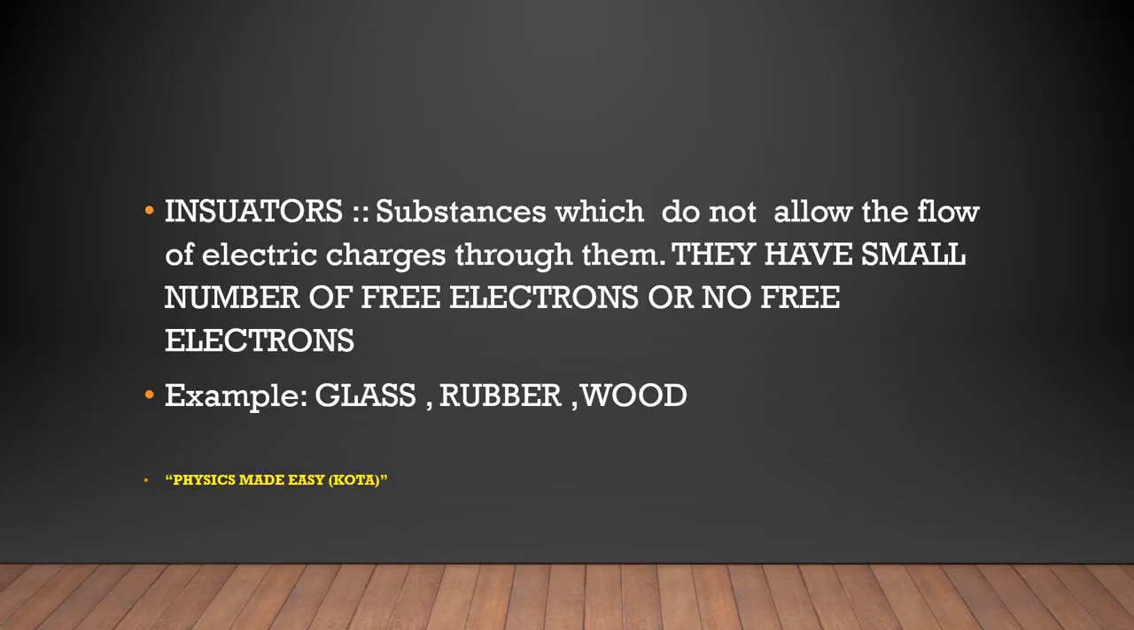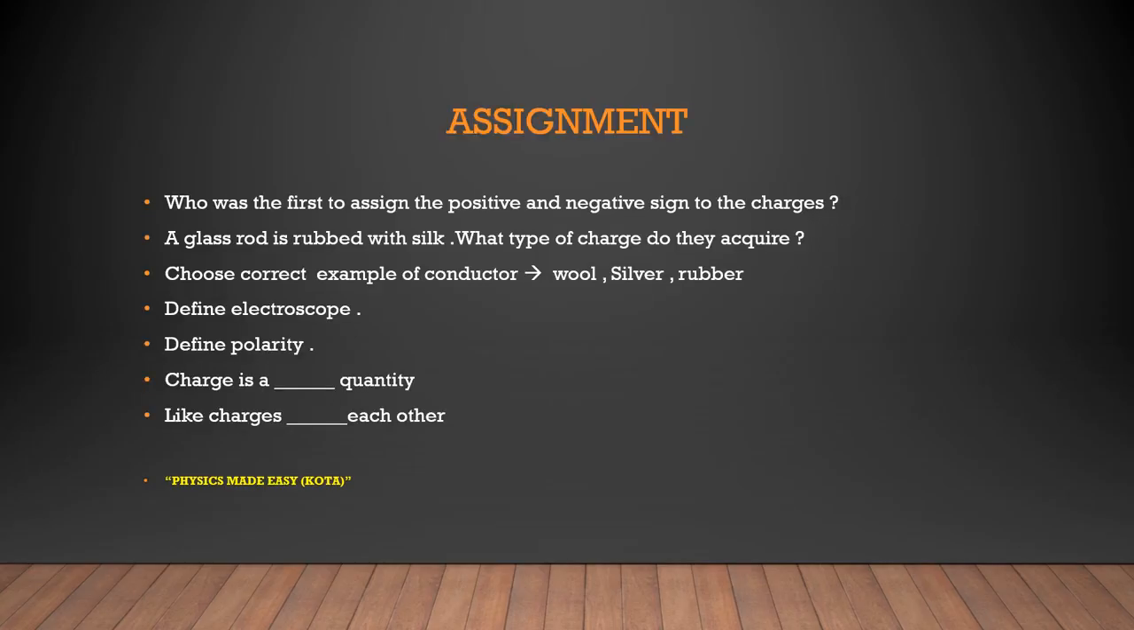Next, insulators are those substances which do not allow the flow of electric charges through them. They have a small number of free electrons or no free electrons. For example, glass, rubber, wood, etc.